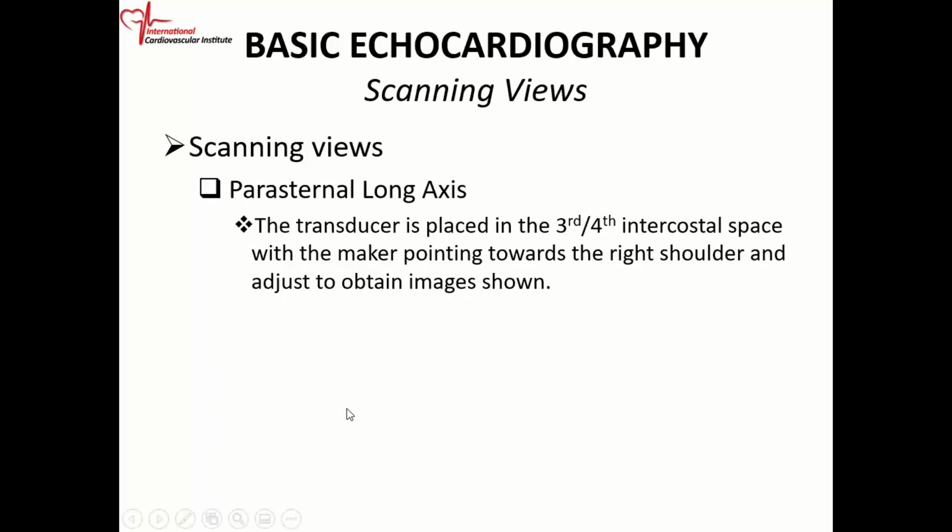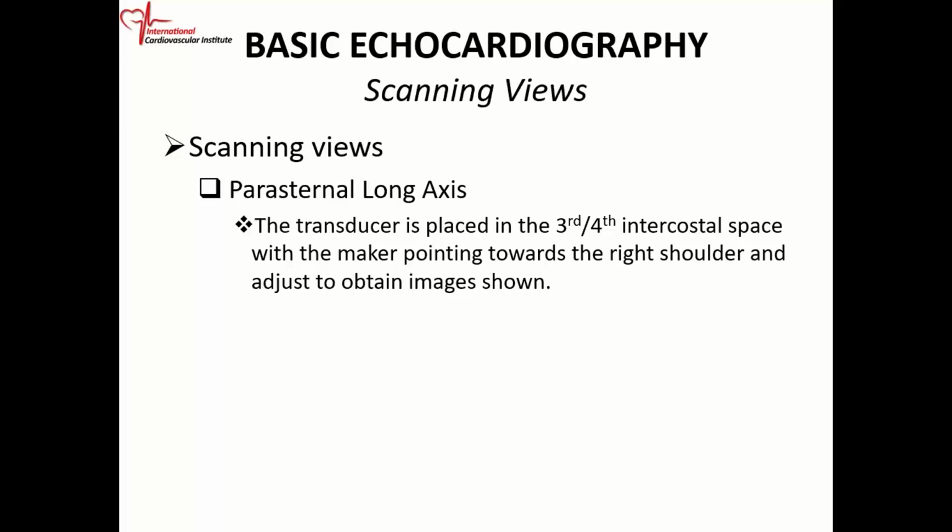All right, so when we talk about the parasternal long axis view, you're going to position or place the transducer in the 3rd or 4th intercostal space. We already went over anatomy and we know how to locate the intercostal spaces. So your transducer probe is going to be positioned in the 3rd or 4th left intercostal space, and you're going to point. There's a marker on the transducer, and you need to locate the marker.